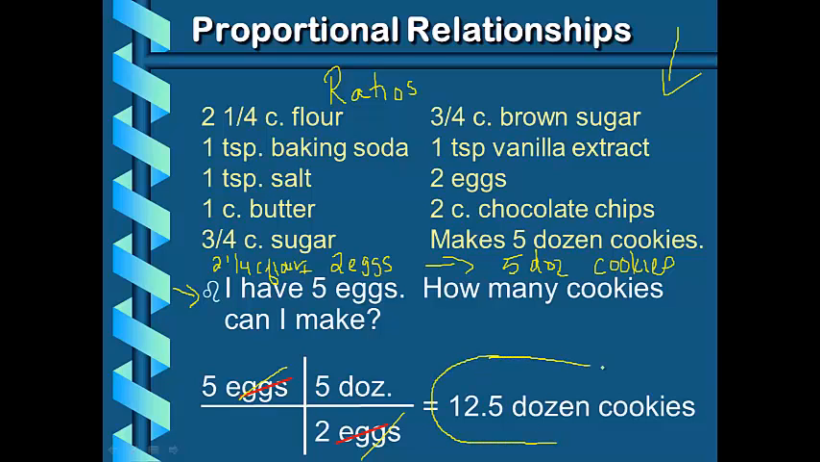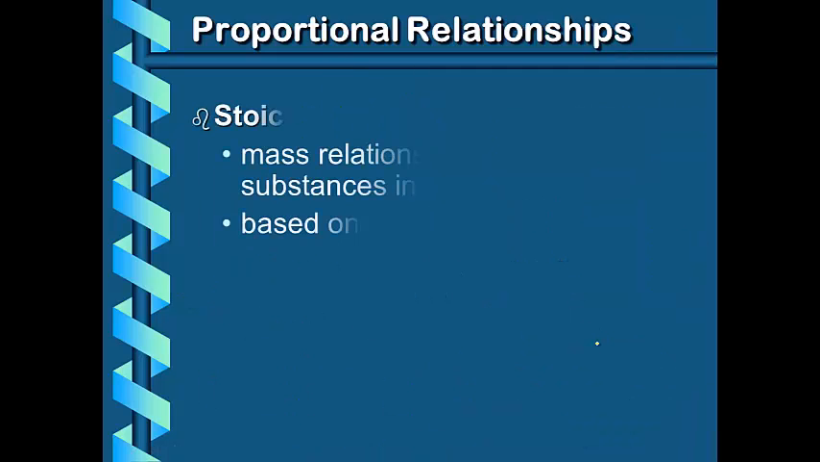Now, we can have a discussion about whether or not you actually make that many cookies, depending on if someone eats the dough or if you make your cookies uniform size. But if we were to follow the recipe, in theory, we could end up with 12.5 dozen cookies. And if you understand recipes and ratios, that's essentially what we're going to talk about in this unit, just with moles and grams and chemicals and all that stuff. So there's our ratio of eggs to cookies.